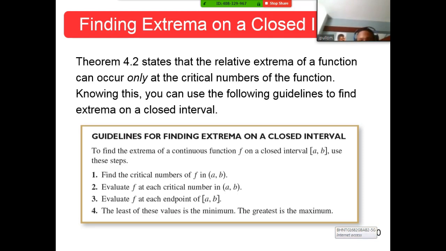Okay. So those are the two places to look for critical numbers. So find the critical numbers of f in a and b.